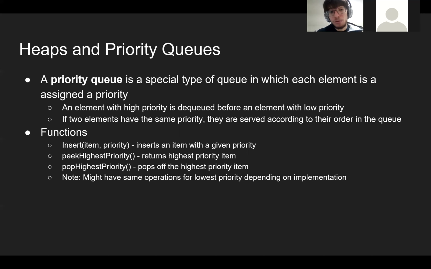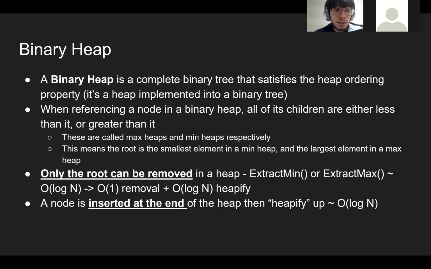For priority queues, there's max heap versus min heap. With a max heap, you'll have the largest element as the first one out, whereas with a min heap, the smallest one will be the first one out. So a binary heap is generally how we actually make a priority queue.